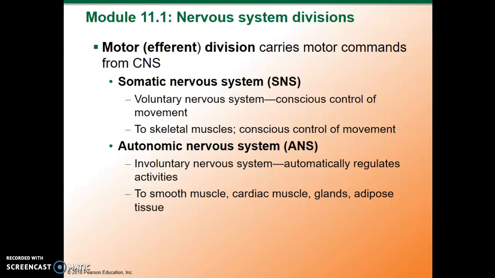The motor division is subdivided into the somatic or voluntary nervous system, and this is the control of our skeletal muscles. The other division is the autonomic or automatic. This is involuntary, and it regulates smooth muscle, cardiac muscle, glands, and adipose tissue.